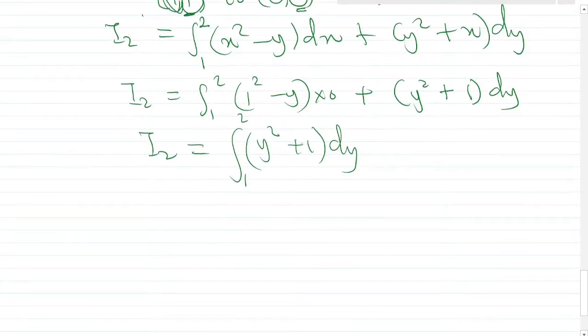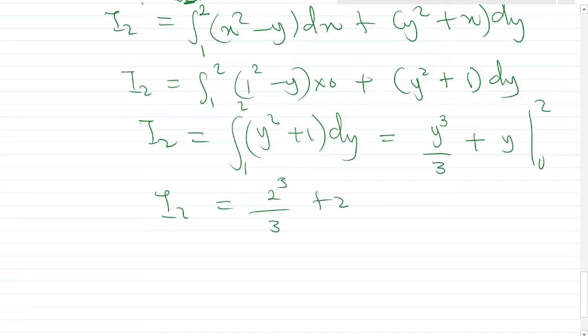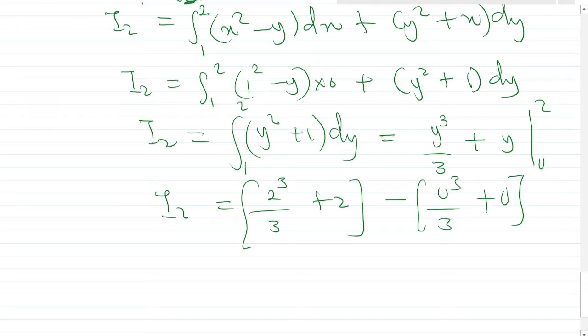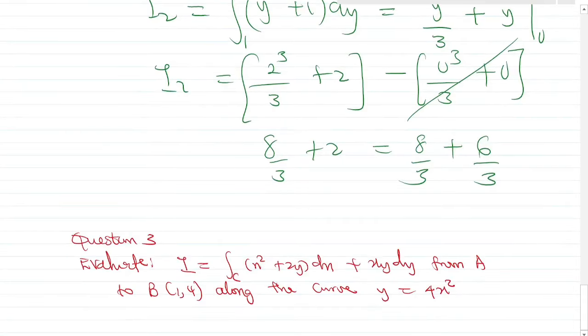So we have to integrate this with respect to y. If you integrate y squared, that will be y cubed divided by 3 plus y from 0 to 2. So you can have 2 cubed divided by 3 plus 2. When you put the upper limit, then everything minus, when you put the lower limit, everything is 0. So you have 8 over 3 plus 2. 2 can be expressed as 6 divided by 3, so I'm just trying to make the denominator the same. So you have 8 plus 6, and that's 14 divided by 3. I hope I'm correct.